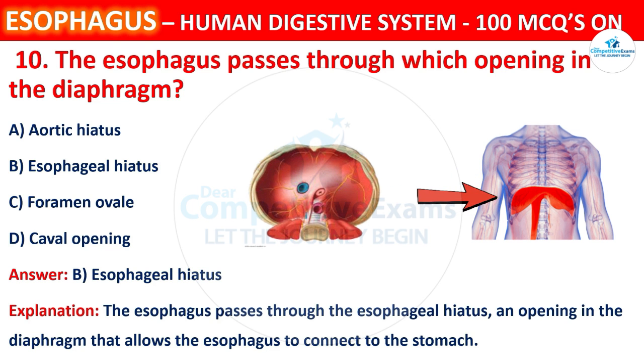The esophagus passes through the esophageal hiatus, an opening in the diaphragm that allows the esophagus to connect to the stomach.